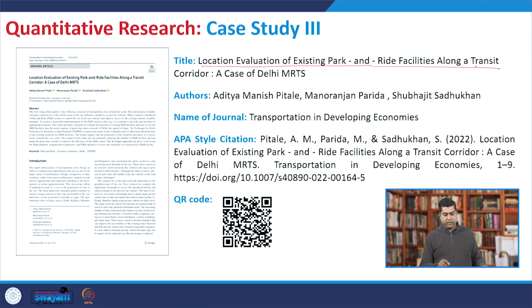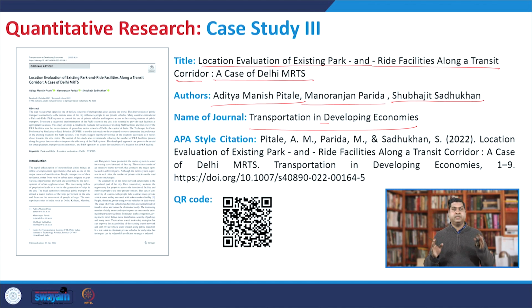Coming to case study 3, this is a paper titled Location Evaluation of Existing Park and Ride Facilities Along a Transit Corridor, a case study of Delhi MRTS. It is authored by Aditya Manish Pitale and Professor Manoranjan Parida, and also co-authored by me. It was published in Transportation in Developing Economies, a Springer publication. The full APA style citation is given here, and for your easy access to this paper, I have also added the keyword.